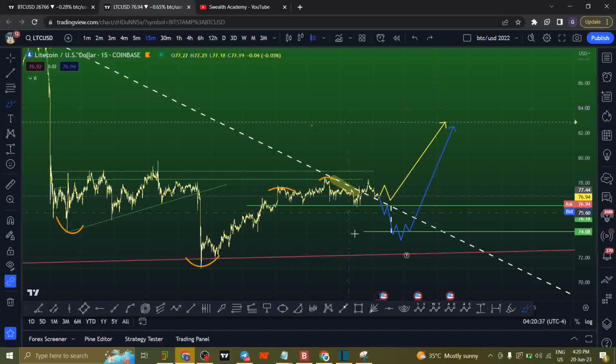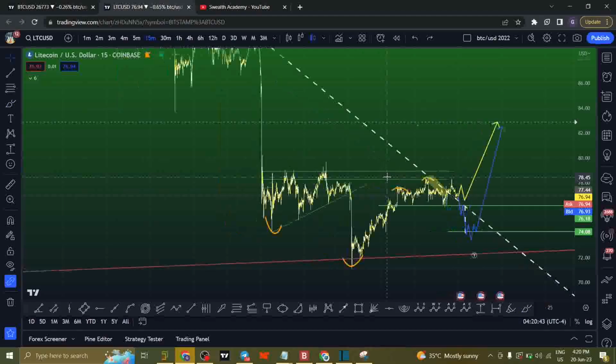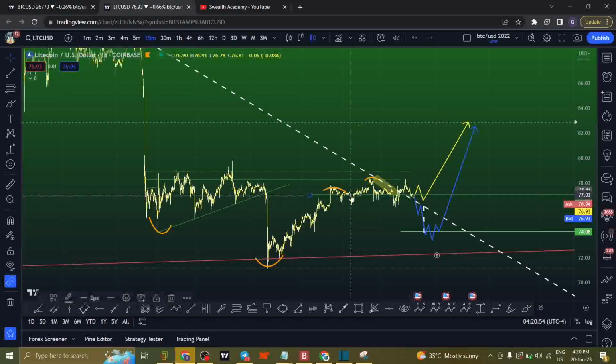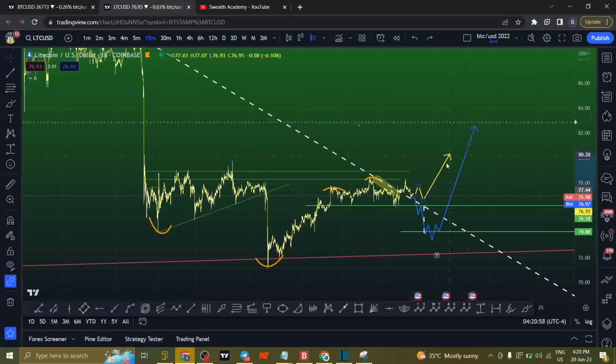So this right here is Litecoin. I'm going to give you all a quick recap. That way it's completely built in your minds. Litecoin broke above our bullish pivot point. We're holding above $76. This is an indicator that we have a higher chance of breaking to the upside.